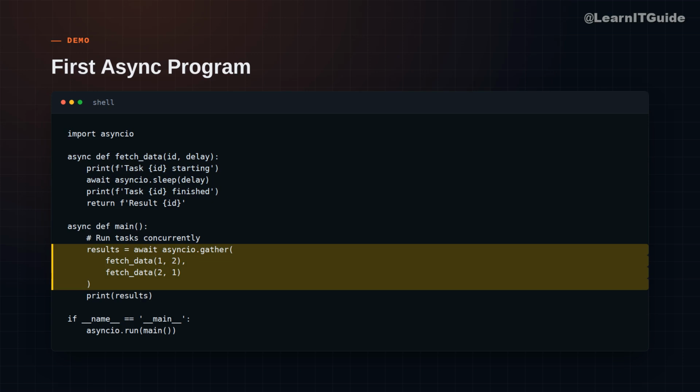Finally, on line 12, we use asyncio.gather. This tells the event loop to run both fetch data tasks at the same time. The total time taken will be 2 seconds, not 3, because they run concurrently.